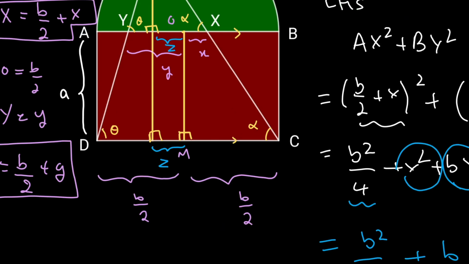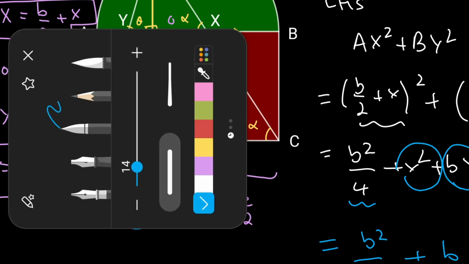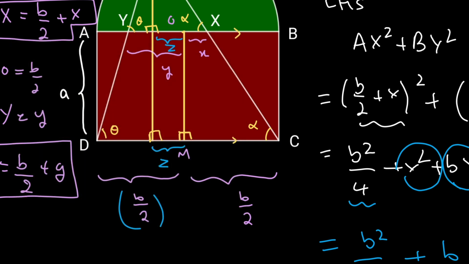Now look carefully, the length from the point D to M is equal to b/2. The length from this perpendicular to the point M is equal to z. Therefore the remaining length, let me change the color, let it be yellow. So the remaining length from the point D to this perpendicular will turn out to be the longer length minus the shorter length, and finally it will turn out to be b/2 minus z.